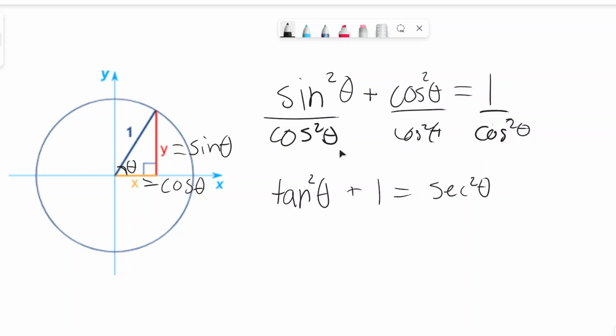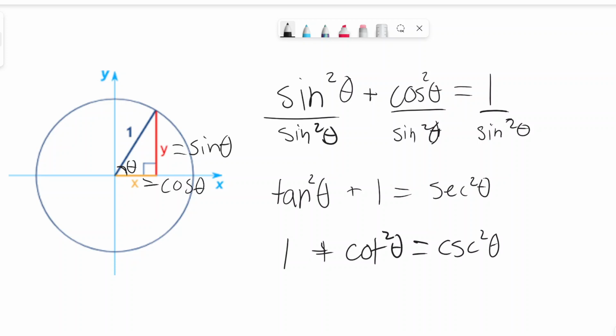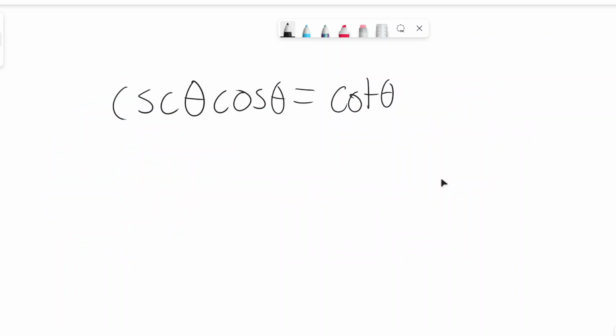And you can use the same logic to get a new one if you were to divide everything by sine instead. So let's go ahead and do that. If we were to use sine instead, we'd see that this would simplify to 1 plus cosine squared theta over sine squared theta. Well, that's the same as cosine over sine, which is cotangent, because that would be the same thing as adjacent over opposite. So cotangent squared theta, which would be equal to the reciprocal of sine squared theta, which is cosecant squared theta.